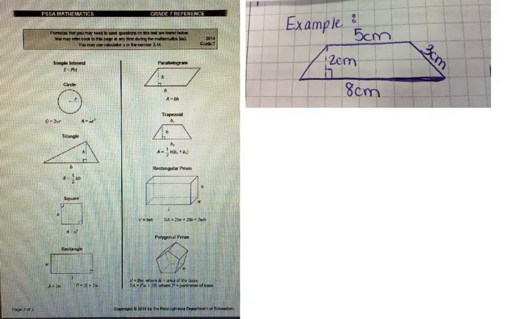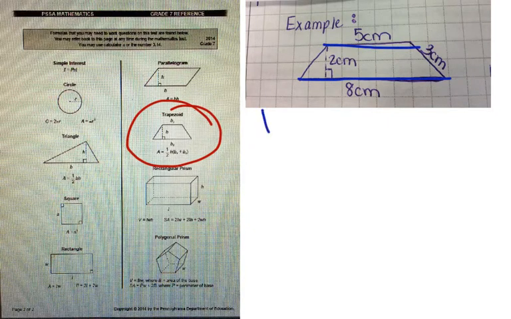So here we have an example, and we have a trapezoid, and you can see that I inserted the formula sheet next to it, and right here's our trapezoid on the formula sheet, and we have the formula 1/2, the height, and then we're going to add base 1 and base 2. And for a trapezoid, base 1 and base 2 are always the two parallel sides.